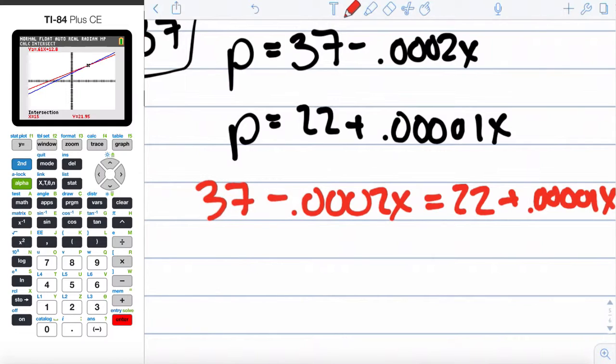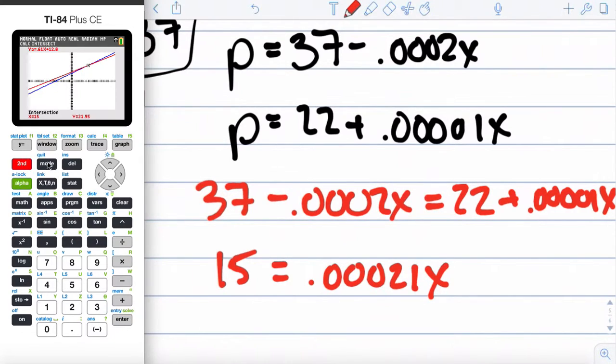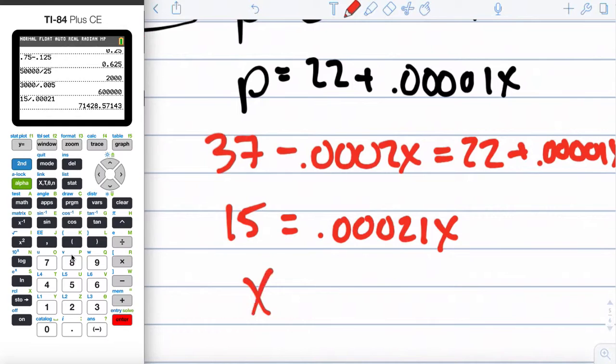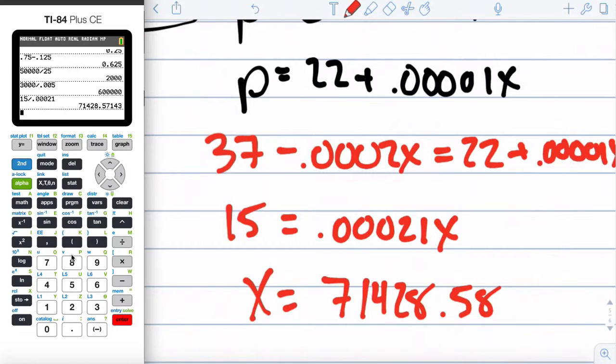And so I subtract the 22 and I get 15. Add the 0.0002x and I get 0.00021x. If I add those together and then divide 15 by 0.00021, we get x is equal to 71428.58. It doesn't tell me what x represents. So that's the equilibrium point. That's the x for that.